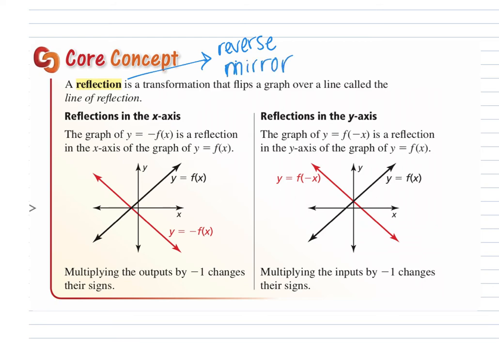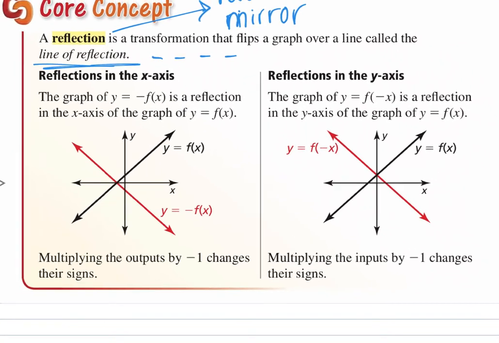Okay? So a reflection is the transformation that flips a graph over a line called the line of reflection. Okay? So, in every single one of our graphs that involves a reflection, we're going to have a line of reflection and we're going to put it as a dotted line. That dotted line will refer to that line as the line of reflection.